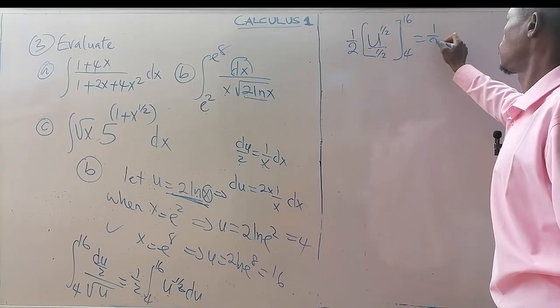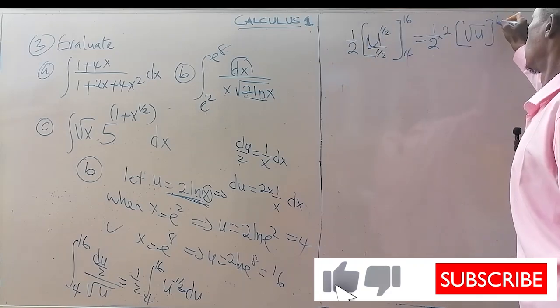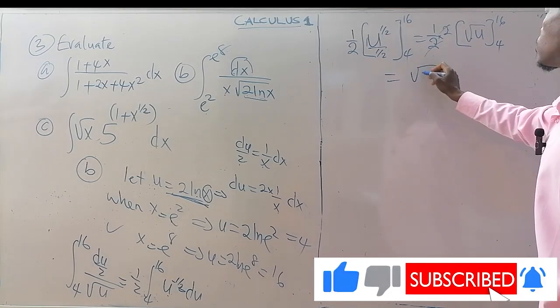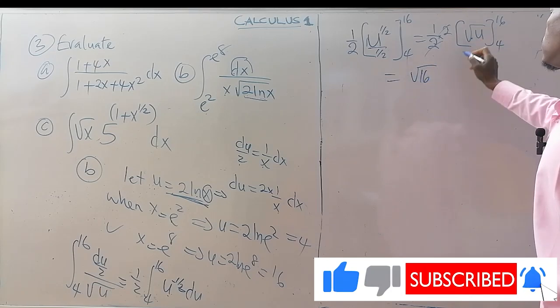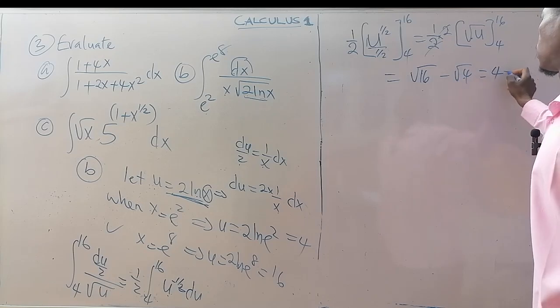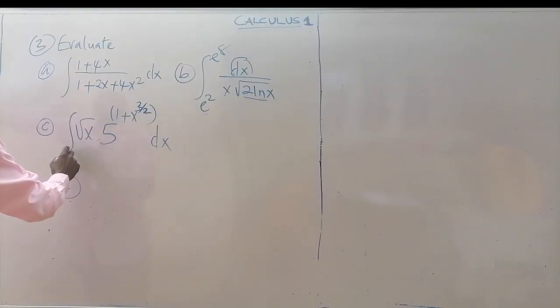And that will be equal to 1 over 2. This one, there is 1 here, upper and lower. This one we cancel, root 16 for the upper minus root 4. That will give me 4 minus 2. Root 4 is 2.